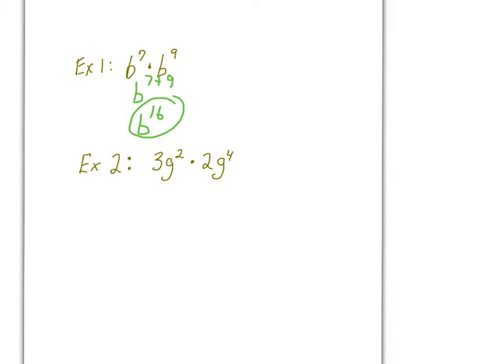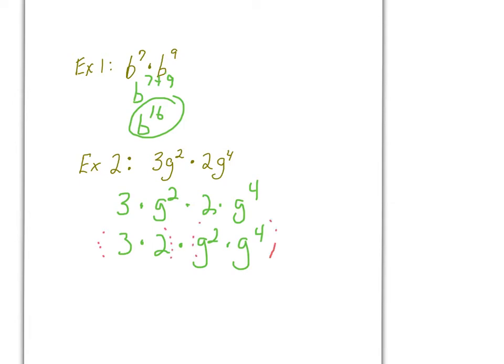Here I have 3g squared times 2g to the 4th. So what I want to do here is, sorry, I got interrupted. So let me just go ahead and say what this is. This means 3 times g squared times 2 times g to the 4th. So I'm going to use the commutative property to reorder these items, and then I'm going to group what goes together. I can group the 3 times 2 and group the g squared times g to the 4th, and I'll get that this equals 6. And I'm going to add the exponents here, since this is a product of powers of equal bases, so that will be g to the 6th power. So 6 times g to the 6th power.